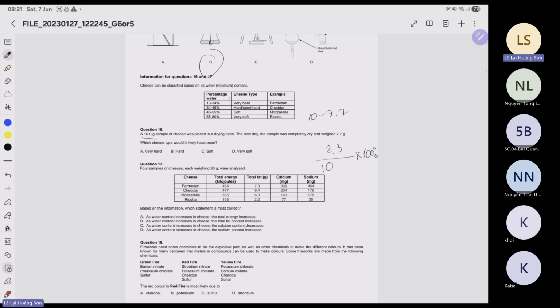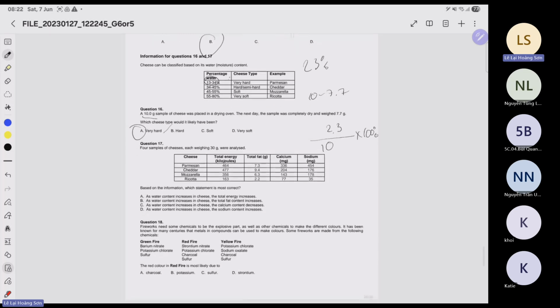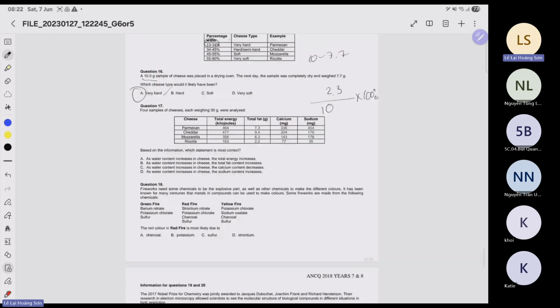Oh, okay, let me take a look at the answer. It's very soft in the answer, right? It's weird. Let me double check it again. Oh no, yeah, very hard. Sorry, I looked at the wrong column. Okay, that's correct. So 2.3 is gonna give you 23%. Right, 23% is within the range for the very hard cheese. So let's choose that.